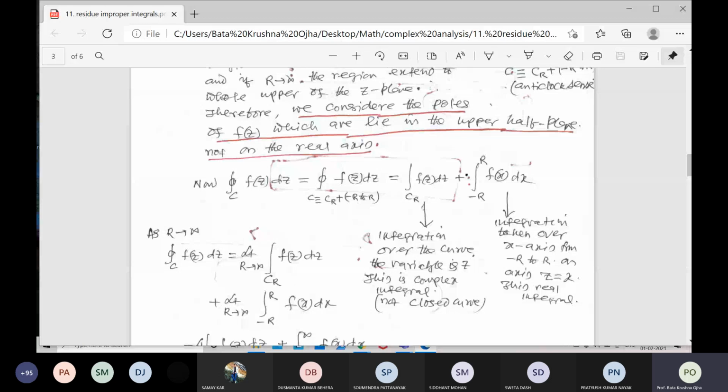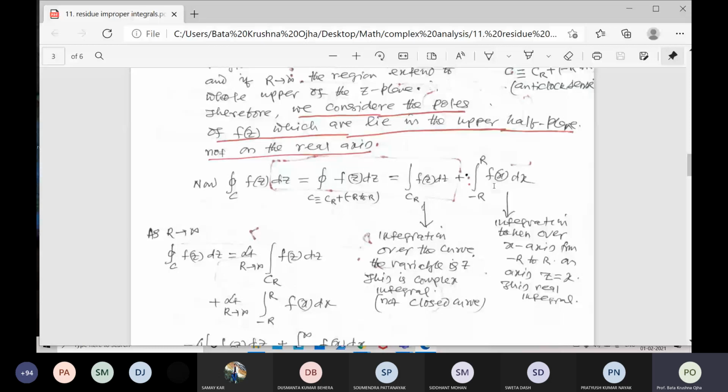I have already told you why it is dx: because the integration is taken over the real axis, where z is equal to x. There is no y. On the real axis z is equal to x, therefore I have replaced z with x and written dx. Why? Because when capital R tends to infinity, it will extend to the whole complex plane. If R tends to infinity, where is your R?